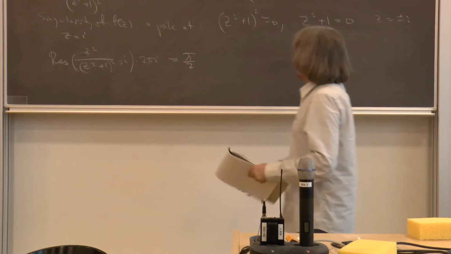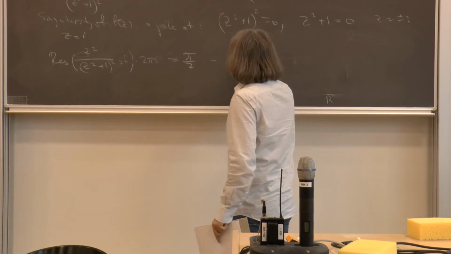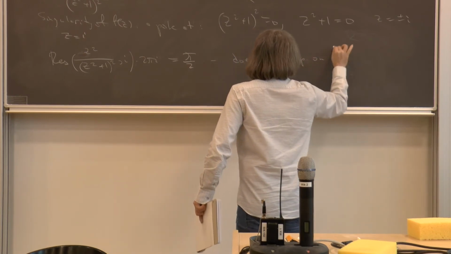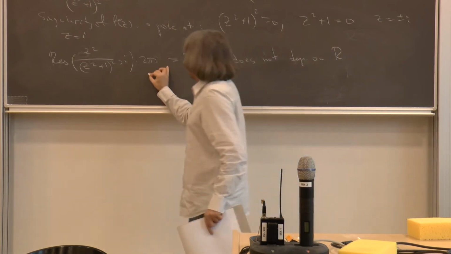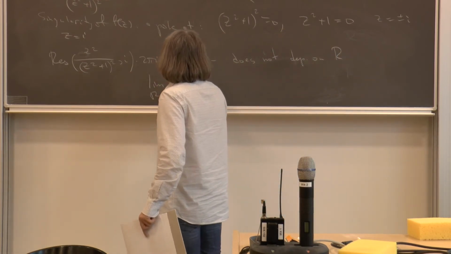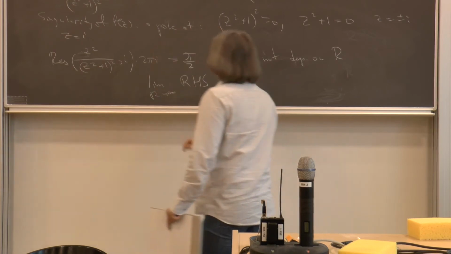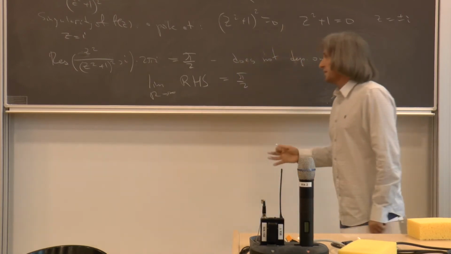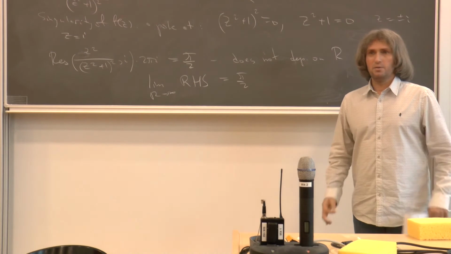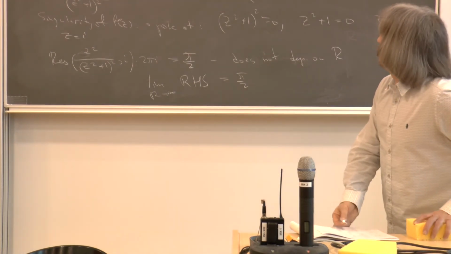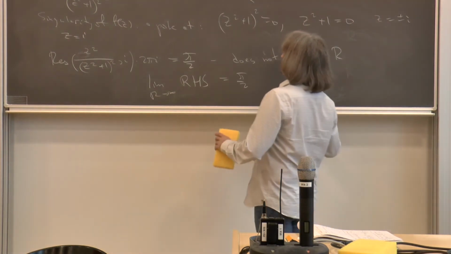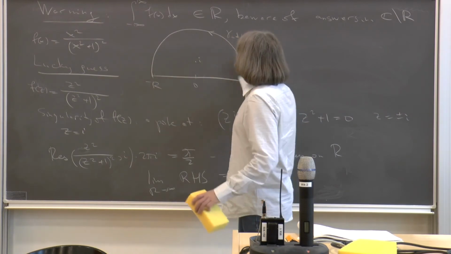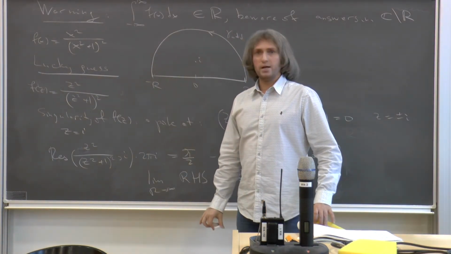Now we see that this does not depend on r. So the limit for r going to infinity of the right hand side of the theorem is pi over 2, and happily it's a real number, which is very good. Otherwise we would suspect that either something is wrong or the estimate for this integral is not 0 as we would like to have it.